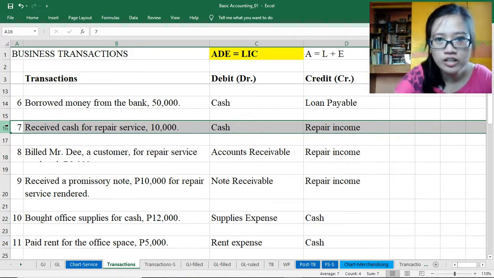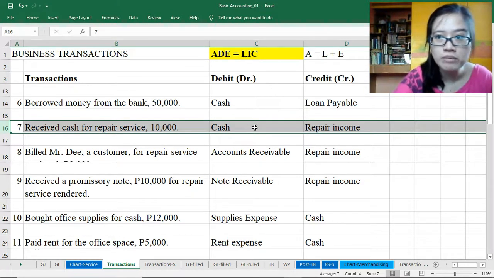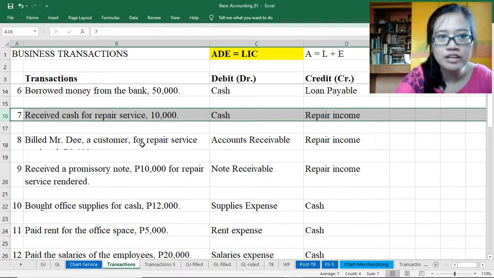Okay? So, in particular, ang debit account natin for the increase in cash, we have debit to cash. And then, on the other side of the equation, itong expanded natin, income. So, nagkaroon ng increase in income, credit natin siya to repair income. Okay?